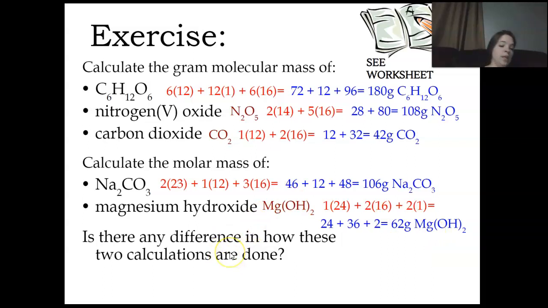Is there any difference in how these are calculated? Again, no difference whatsoever. So when I say gram formula mass, gram molecular mass, the molar mass, it's all going to be the same, just different ways to say it.